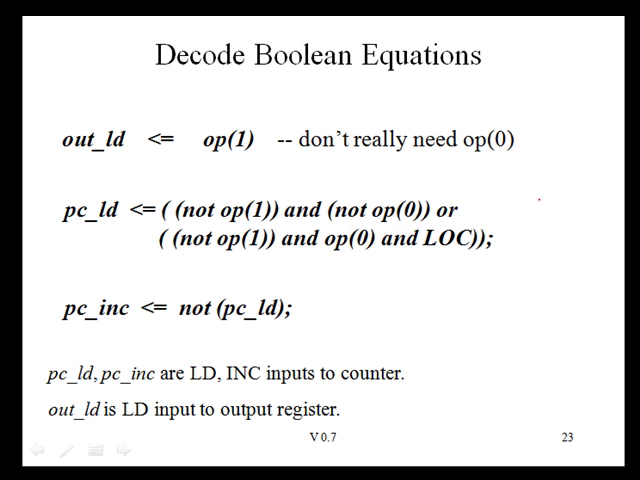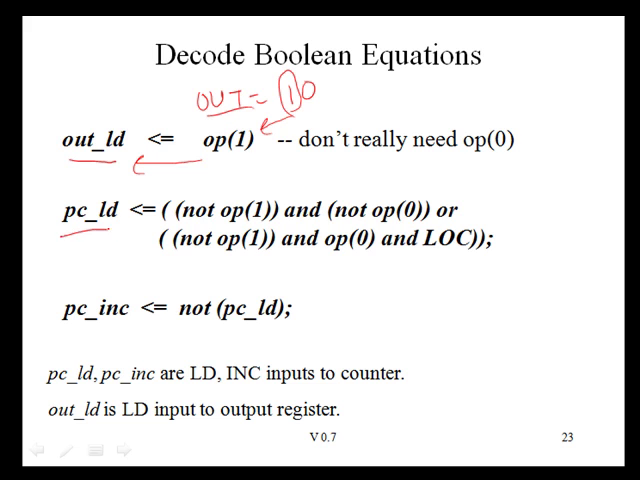Now let's write Boolean equations for these output lines. So the output load, remember we want it to be true when we have an output instruction, which is an opcode encoding of 1, 0. Recall that for our opcode encoding, this bit right here, the most significant bit of the opcode, is only a 1 whenever we have an output instruction. So we can just use that as the control line for the output load line.